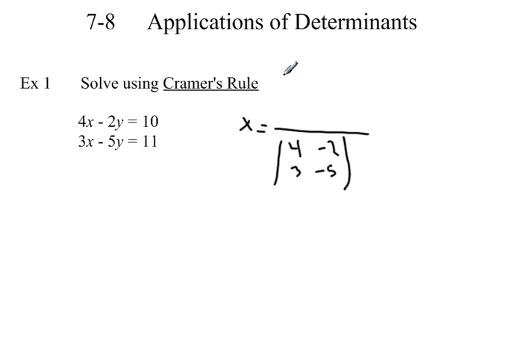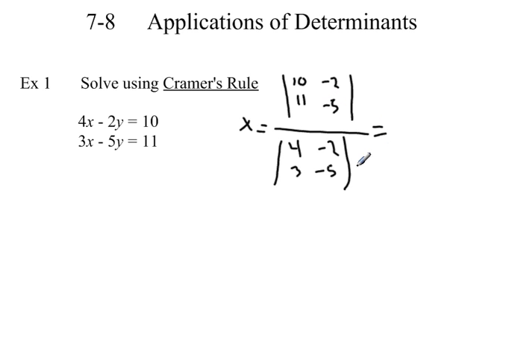The top of the fraction is going to be another determinant. But instead of these coefficients, it's going to take these two solutions and put them in place of the x coefficients. And the reason it's in place of these two is because we're solving for x. So I'm going to put 10 and 11 in these first two spots and keep the other coefficients as they are.